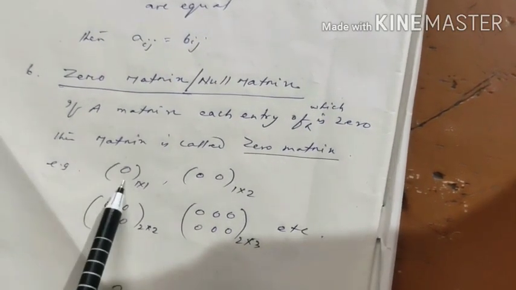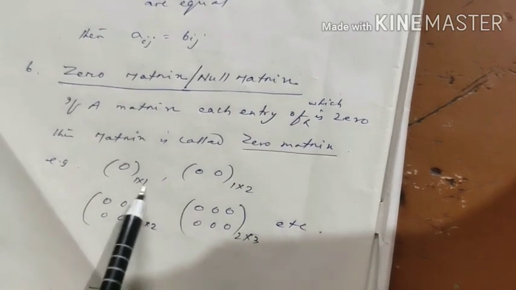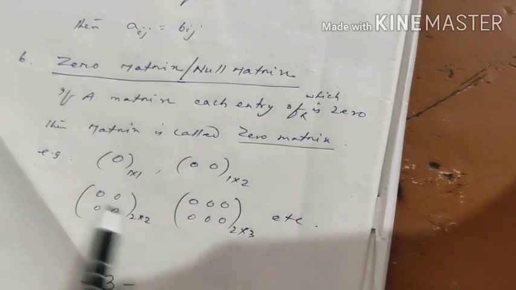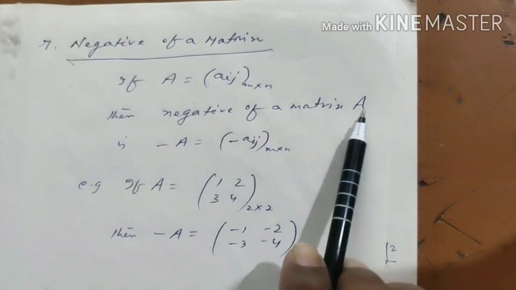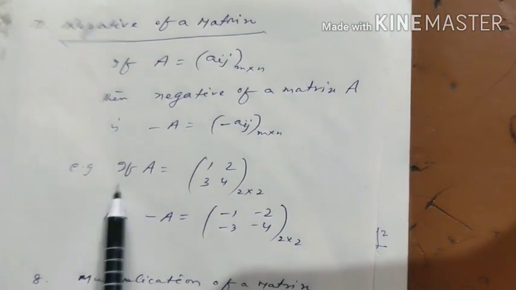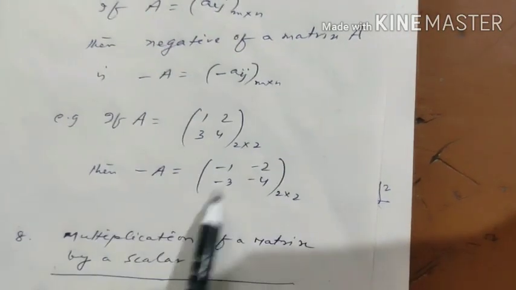Example, the zero matrix in matrix form: 1 by 1, where the number of rows and number of columns are equal. 0, 0 is 1 by 2. 0, 0, 0, 0 is 2 by 2, and so on. The negative of matrix A is minus A equals minus Aij, m by n. If A is equal to 1, 2, 3, 4, then minus A equals minus 1, minus 2, minus 3, minus 4.